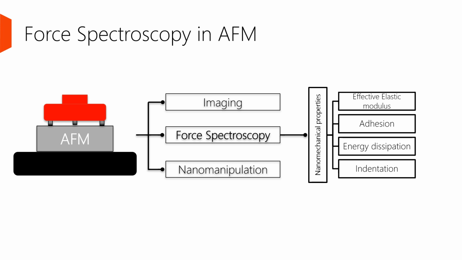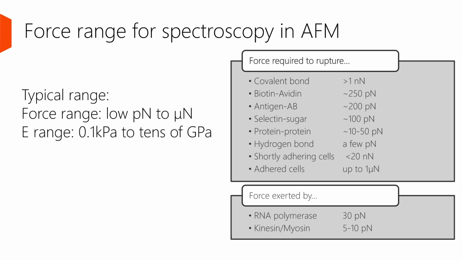So based on these force curves, we can get some information of the nanomechanical properties of our sample. For example, we can get elastic modulus, we can get the adhesion force, we can get information about energy dissipation and indentation. So what's the typical force range measurement of spectroscopy in AFM? It's typically in low piconewton to micronewton, and the elastic modulus range is from 0.1 kilopascal to tens of gigapascal.